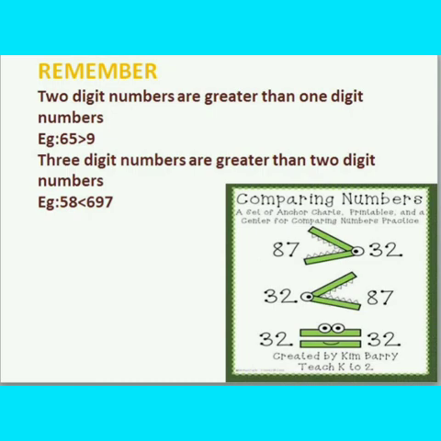Children, you had known that two-digit numbers are always greater than one-digit numbers. Example, 65 is greater than 9. Next, three-digit numbers are always greater than two-digit numbers. 697 is greater than 58. Some more examples are given in this picture. 87 is greater than 32 and 32 is lesser than 87. Next, 32 is equal to 32. Hope you understood the comparison of numbers.